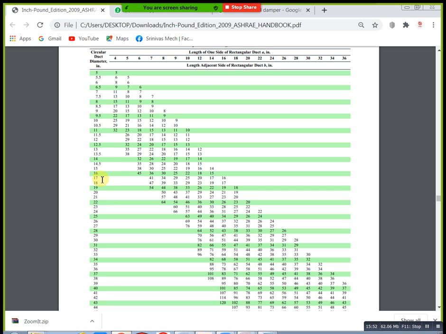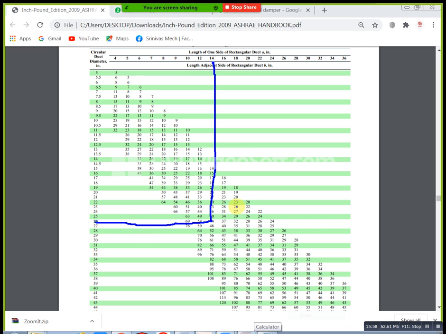Based on these two, you can draw a straight line here, and you will take this one also straight. This is our intersecting point for both, just you can see. Means our duct size is 44 inch. This is the exact accuracy value, compared to manual calculation.